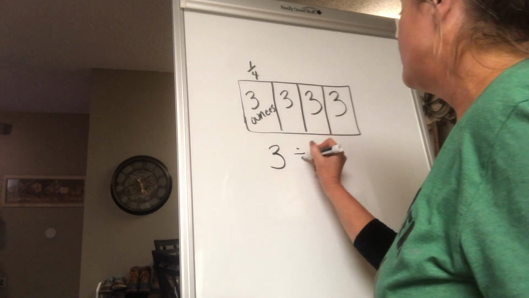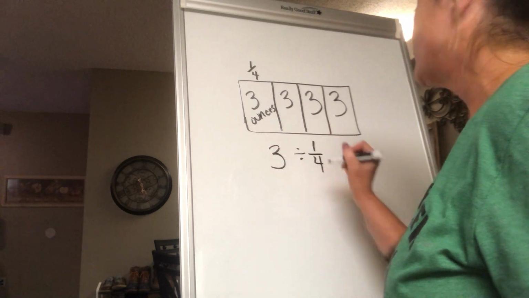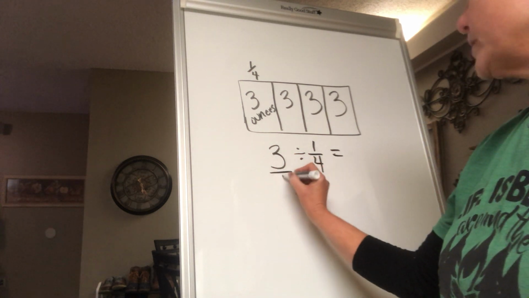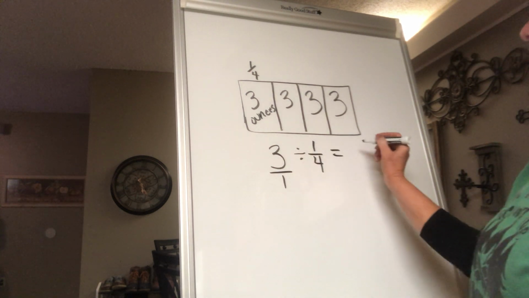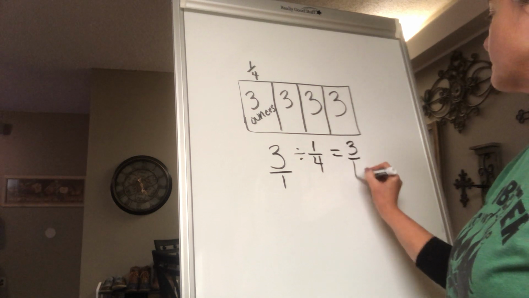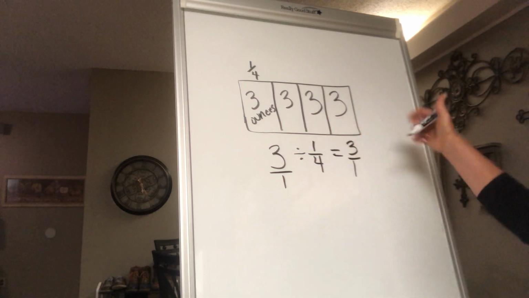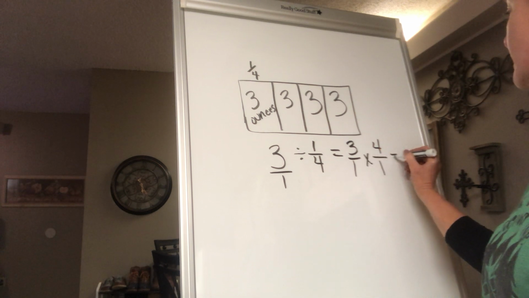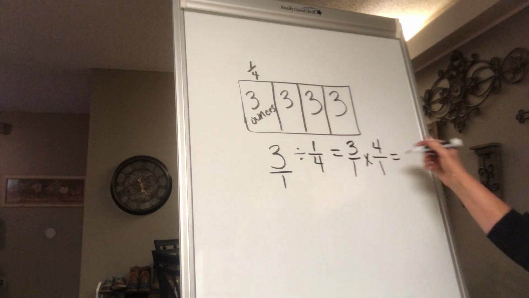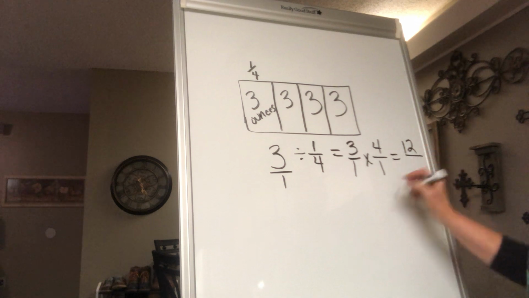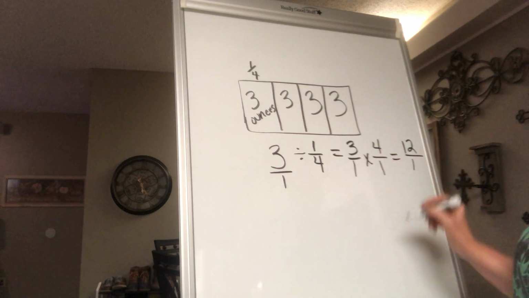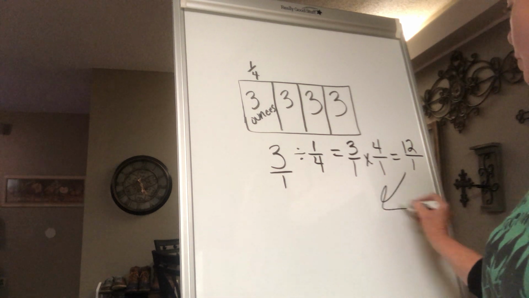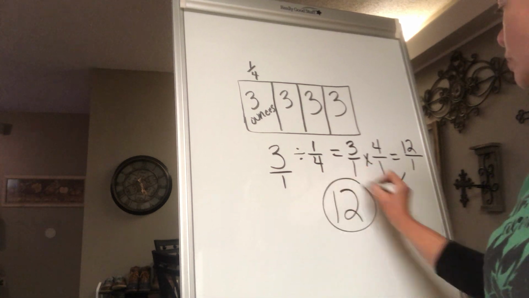That was divided by fourths. So I look at it as 3/1. It slides on over. I flip or do the reciprocal for the second, and then I multiply. So 3 times 4 is 12. 1 times 1 is 1. So I end up with 12/1, or 12.